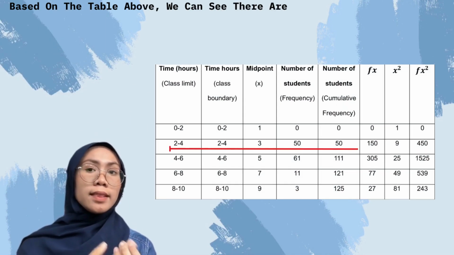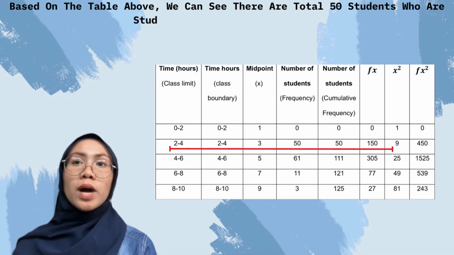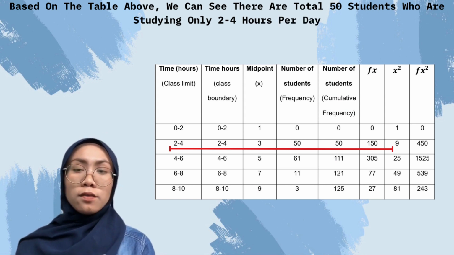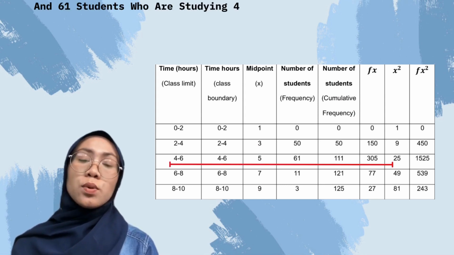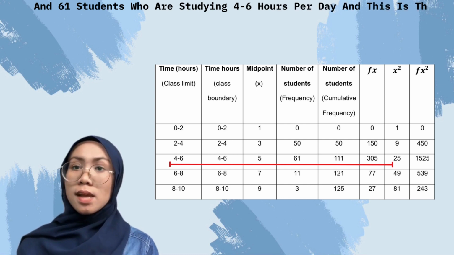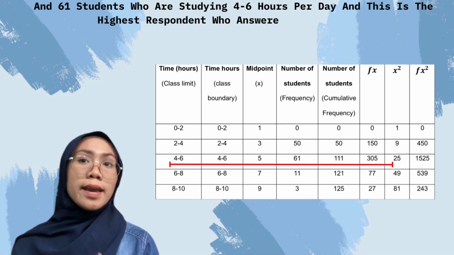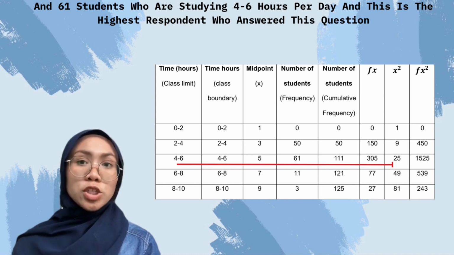Based on the table above, we can see there are a total of 50 students who are studying only 2 until 4 hours per day, and 61 students who are studying 4 until 6 hours per day. And this is the highest number of respondents who answered this question.